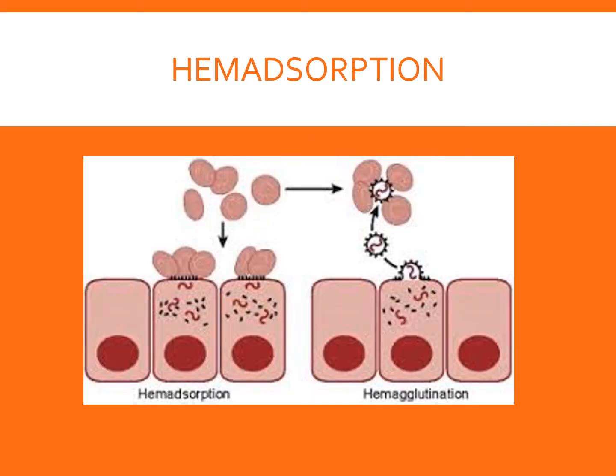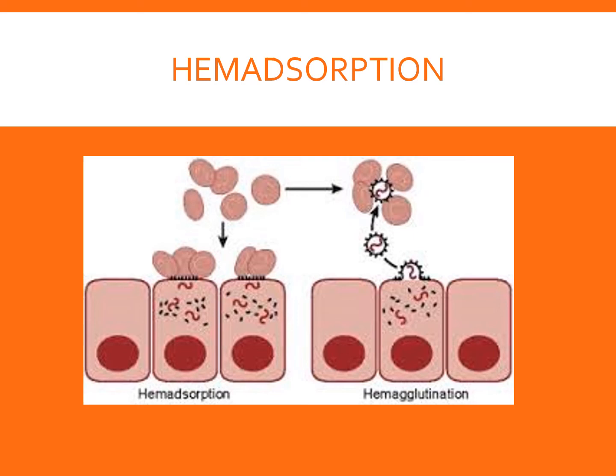What is hemadsorption? In hemadsorption also the RBCs are binding to the virus. But the difference between hemadsorption and hemagglutination is that in hemagglutination you take the fluid in which the virus is present separately in a microtiter plate and add the RBCs, whereas hemadsorption is done on the cell lines.